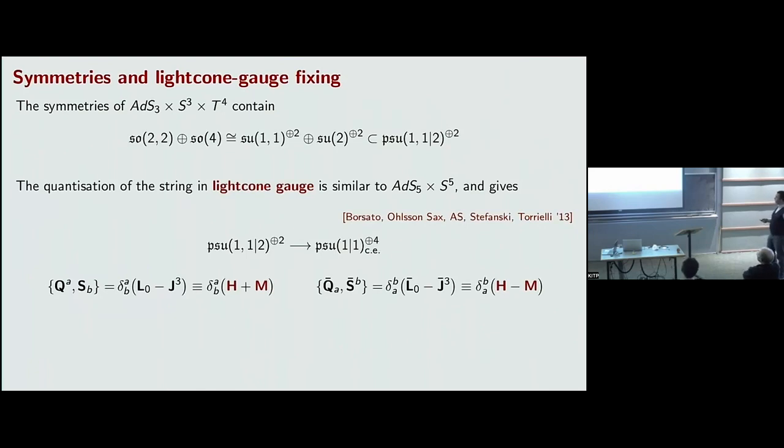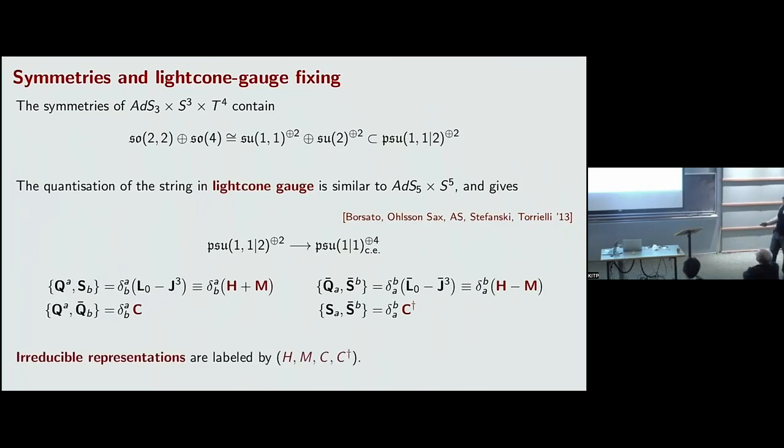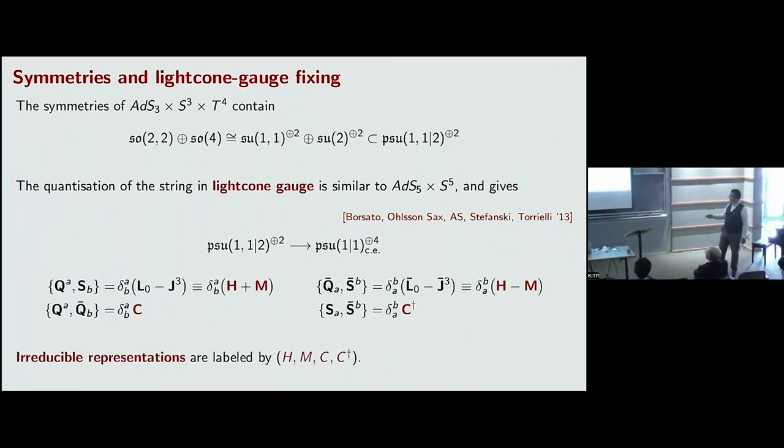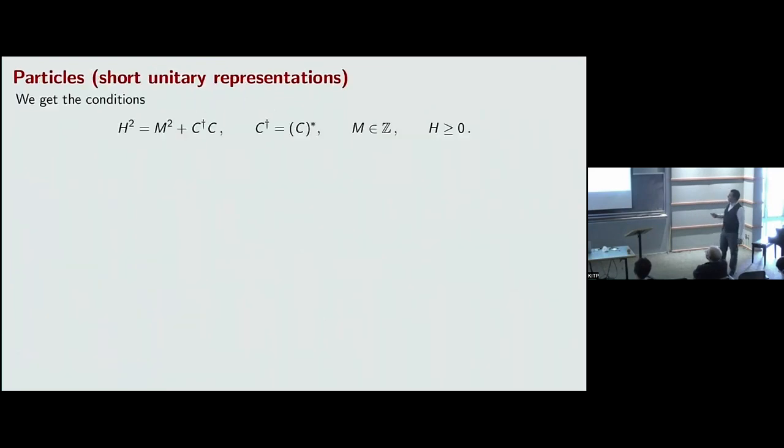Now, the new ingredient, which is similar to what happens in AdS5, is that with respect to the original symmetries, you get a central extension, which appears off-shell, and this couples the left and the right superalgebra, and there are one for the Qs and one for the Ss. So the particles will transform in representations of whatever this algebra is. They will be labeled by the central charges of the algebra, which are eigenvalues H, M, C, and C dagger. So I just have to study the reducible representation, and I will find the particle content. In fact, by studying the theory, you realize that you don't just want irreducible representations, but you want short unitary representations.